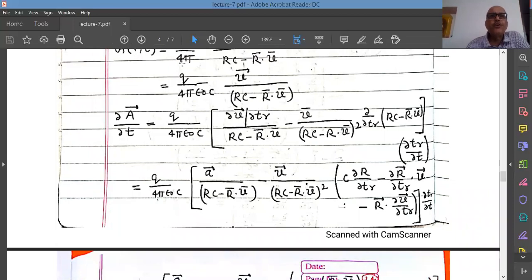So here Q upon 4 pi epsilon 0 is a constant quantity. So it is nothing but a differentiation with reference to T of this quantity, that is V upon RC minus R dot V. Since all these terms, velocity, R, they are expressed in terms of TR, so it's better to write this differentiation del A over del T as del A over del TR into del TR over del T. The same thing has been done here. So we are differentiating this with reference to TR and finally multiplying by del TR over del T that we have already calculated.